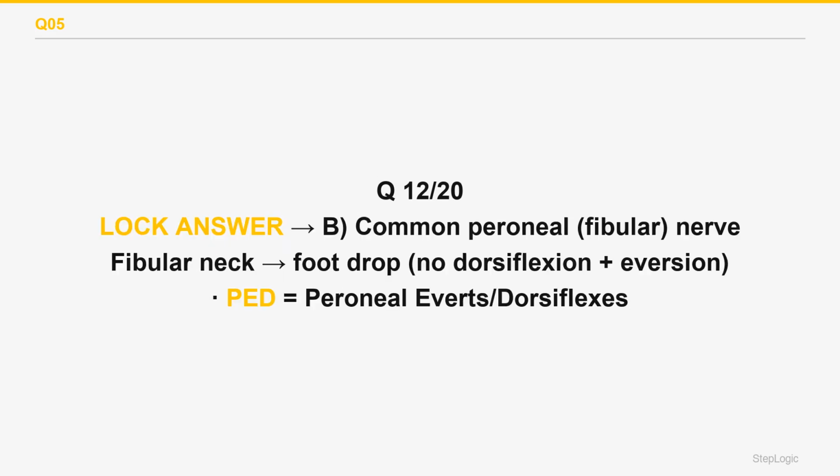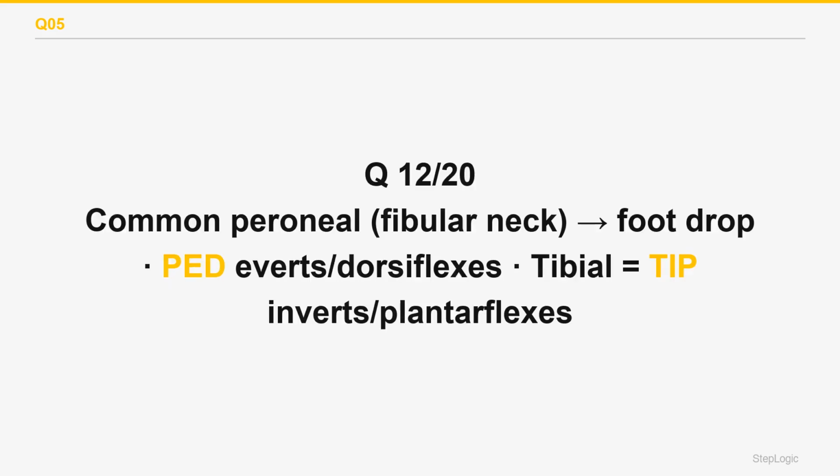Use the mnemonic PED: Peroneal everts and dorsiflexes. Loss causes foot drop. Contrast with the tibial nerve, choice A, TIP: tibial inverts and plantar flexes. Its injury causes loss of plantar flexion and inversion. The fibular neck location plus foot drop is specific for the common peroneal nerve.